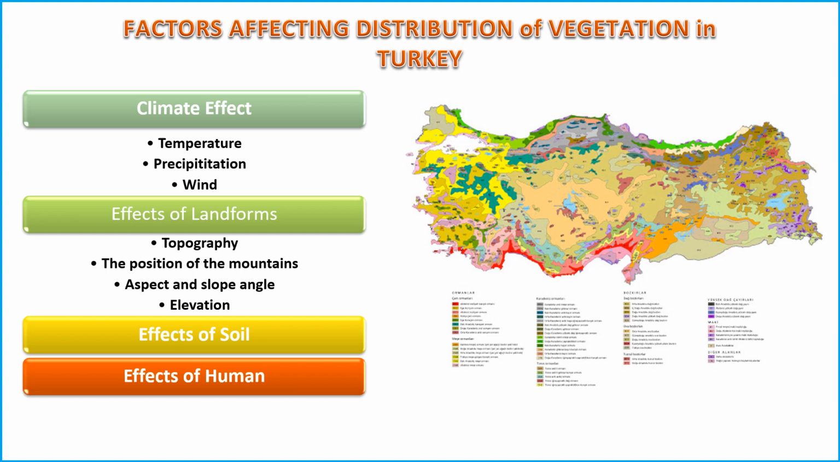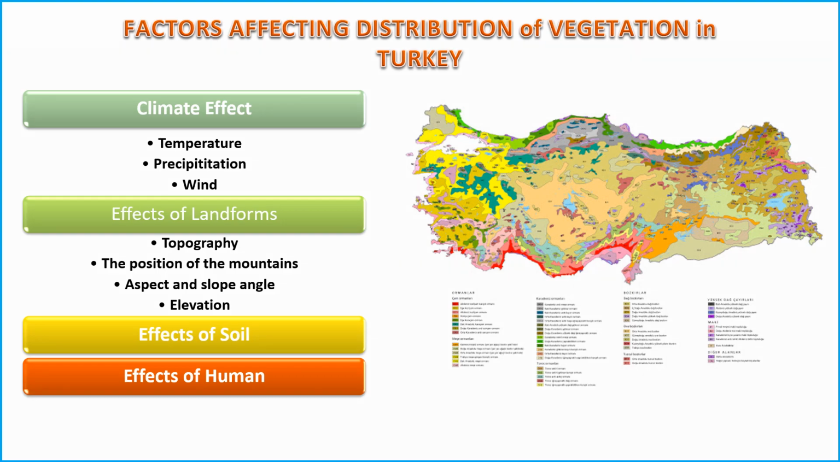8. Biogeographic regions. Turkey is located at the crossroads of Europe, Asia, and the Middle East, resulting in a rich diversity of plant species from different biogeographic regions. The country's vegetation reflects elements from the Mediterranean, Euro-Siberian, and Irano-Turanian regions. 9. Protected areas. The presence of national parks and protected areas can influence vegetation distribution by providing habitats where plant species can flourish undisturbed. Understanding these factors is crucial for managing and conserving Turkey's diverse vegetation, considering both ecological and human-related aspects.